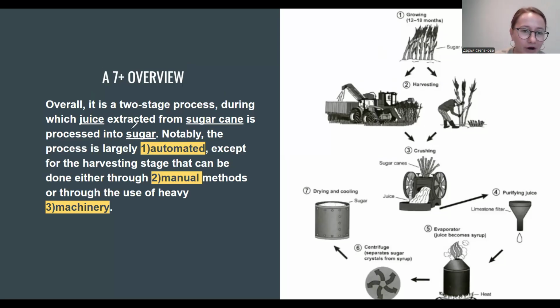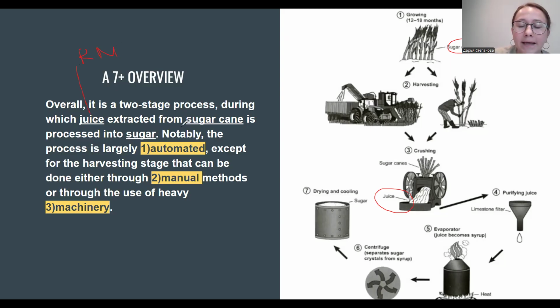We highlighted some parts that can help you to come up with a complete overview. So take a look. It's a two-stage process during which juice, and you work with the juice, right? Because juice is transformed into sugar, yeah? Extracted from sugar cane, and here we have our sugar canes, is processed into sugar. So you see that you name the source of our raw material. Juice is going to be our raw material.